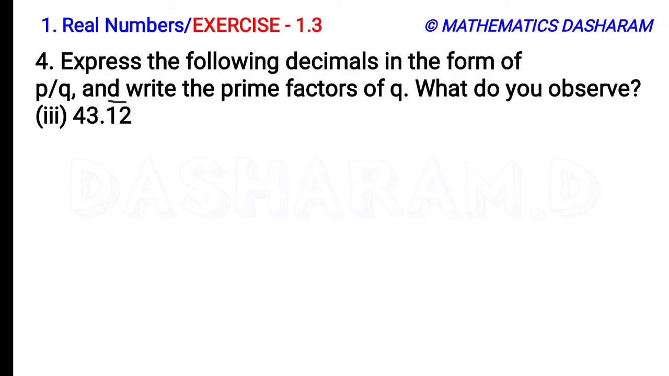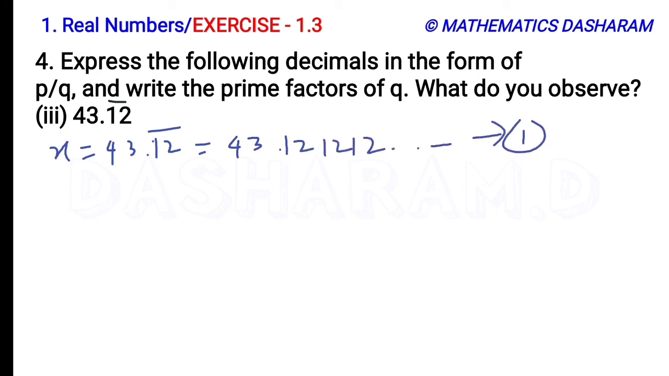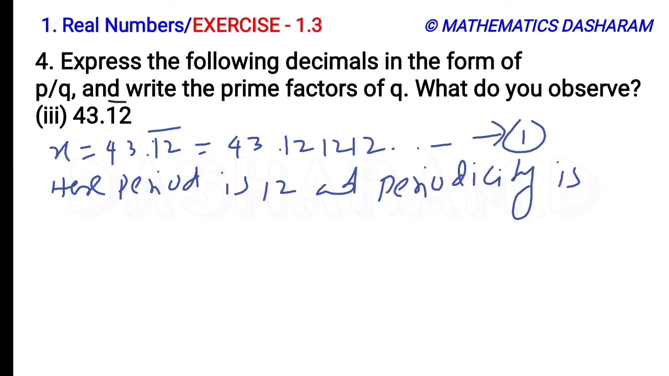43.12 bar, so it is a non-terminating repeating decimal. So that is why, to express in the p by q form, let's take the 43.12 bar as x. Then it is equal to 43.121212 dash, equation 1. So here the period is 12 and periodicity is 2. Periodicity means the number of digits repeated in the period.